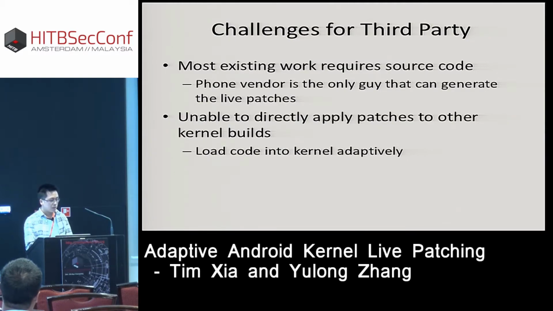Another problem is that you cannot directly apply your patch across different kernel builds, because the Linux kernel itself has very strict limitations, and vendors have their own limitations. They don't allow custom code to be loaded into the system very easily. So here comes the question: how can we load the code into the kernel adaptively?